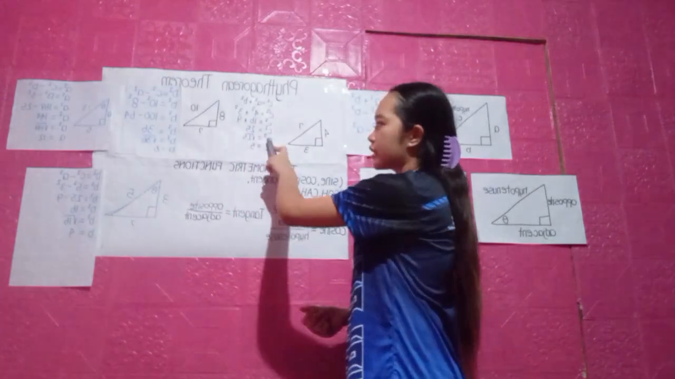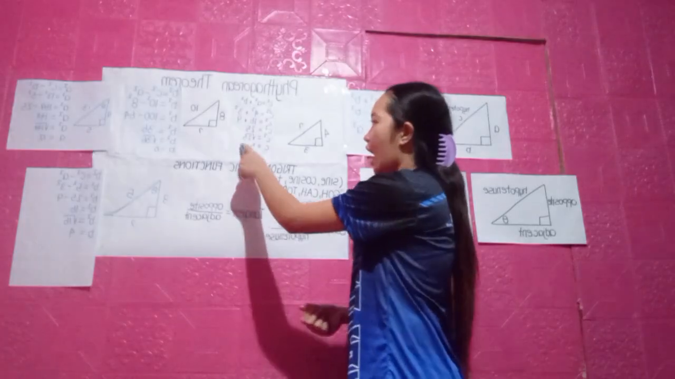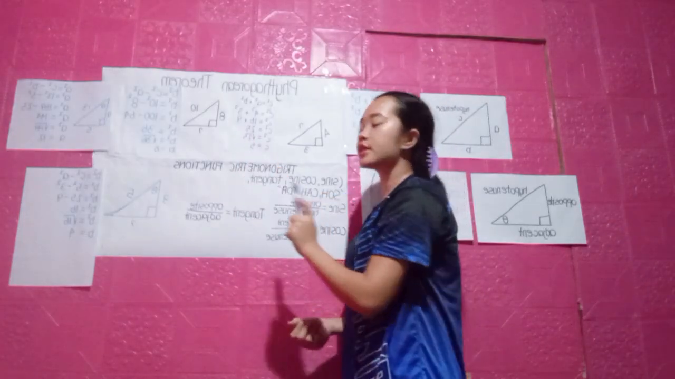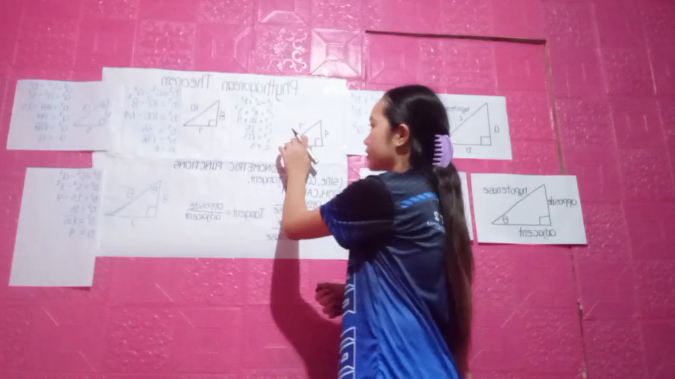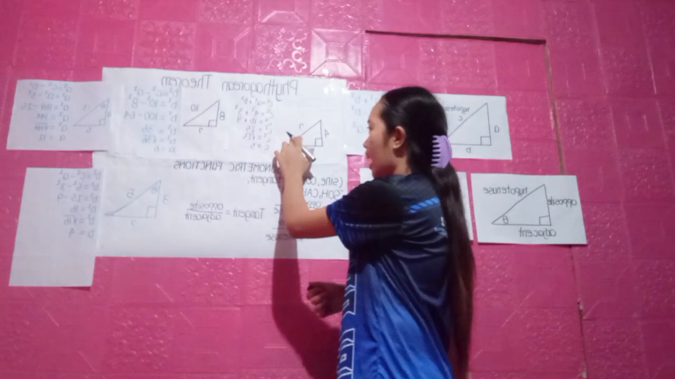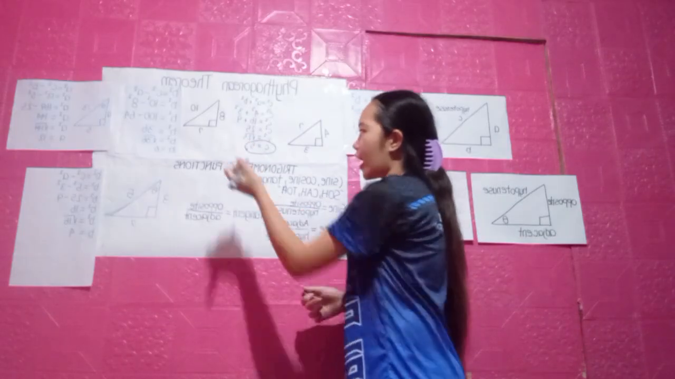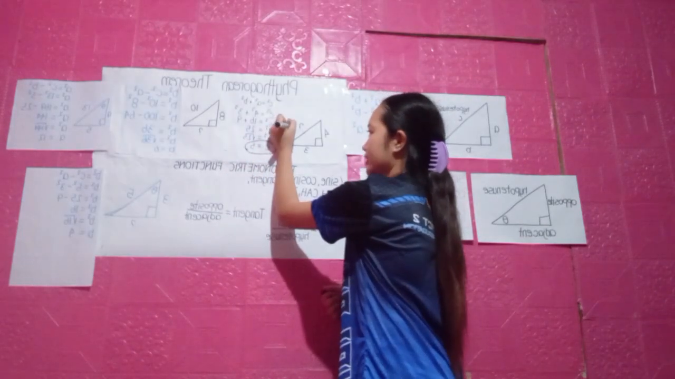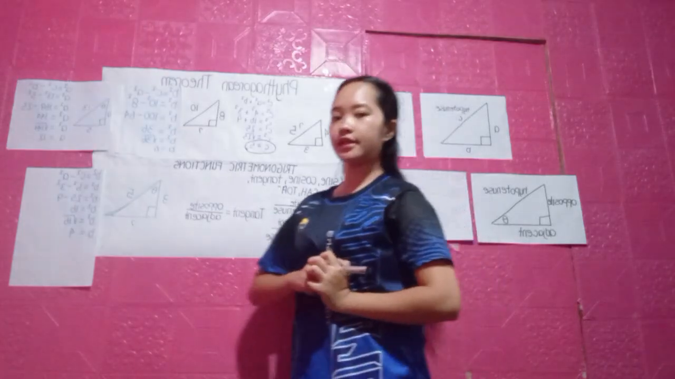So, we have c equals the square root of 25. And the square root of 25 is 5. That's why the missing side of an angle, or the missing hypotenuse, is 5. So, now we have the answer. So, this side is 5. Now, let's proceed to the second example.